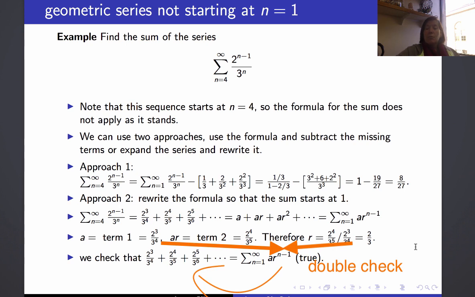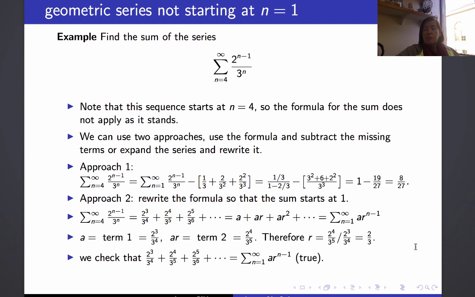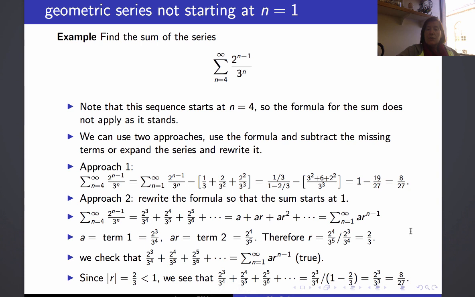So we should check if we expand the series, the sum from 1 to infinity of a times r to the n minus 1, with the a we've calculated and the r we've calculated, that we get the same expansion as we did for our given series. And this is indeed true, and so now we can just apply the formula directly for this a and r. The sum of the original series is 2 to the 3 over 3 to the 4 over 1 minus r, which is 2 to the 3 over 3 to the 4 over 1 minus 2 over 3, which is 8 over 27. We get the same answer here.